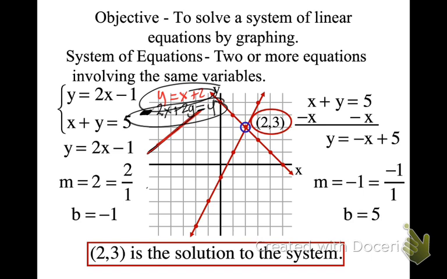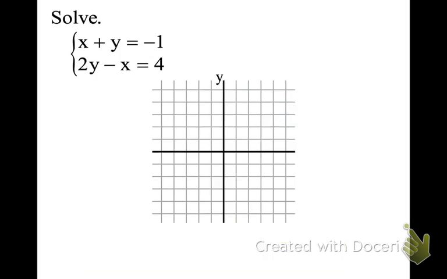Okay, so if you have three lines on the graph and two of them meet but one of them doesn't, then there's no solution to the system. They have to all intersect. Okay? All right. So let's try one on our own.